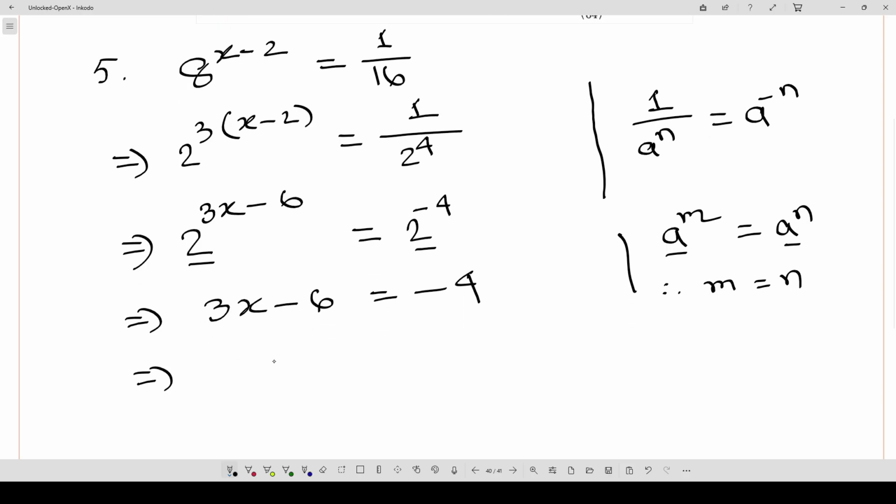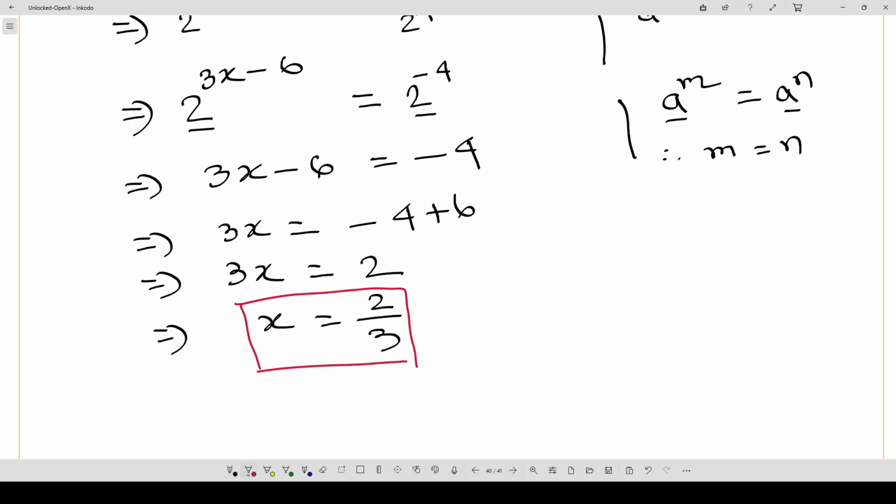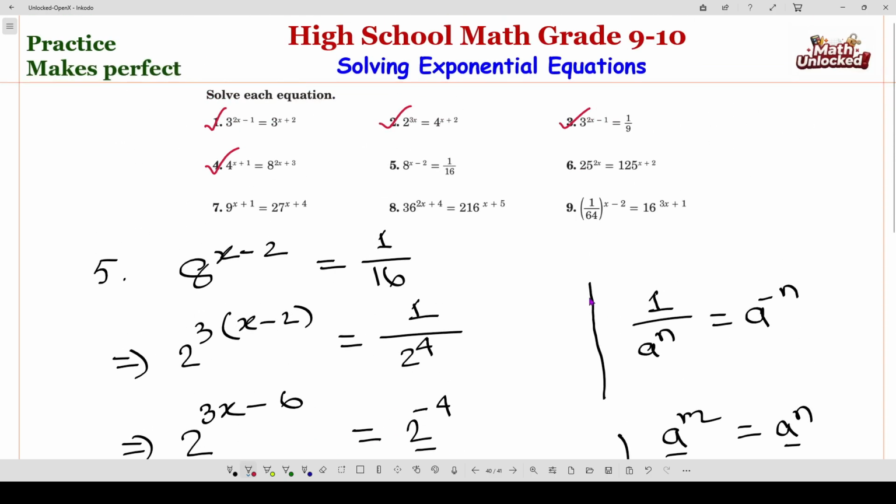Now we are adding 6 to both sides, so it will be 3x equals minus 4 plus 6, which means 2. Now we are dividing both sides by 3, so x equals 2 by 3. This is our required answer. I hope you are clear on this one.